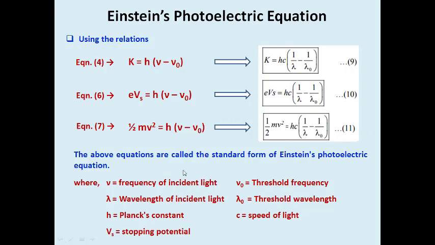We already know all the observations. The abbreviations are: nu is the frequency of incident light, nu naught is the threshold frequency, lambda is the wavelength of incident light, and lambda naught is the threshold wavelength, whereas h is Planck's constant and c is the speed of light in vacuum. Vs is the stopping potential. Using all these abbreviations, we can explain the concept of the photoelectric effect. So this is the photoelectric equation.